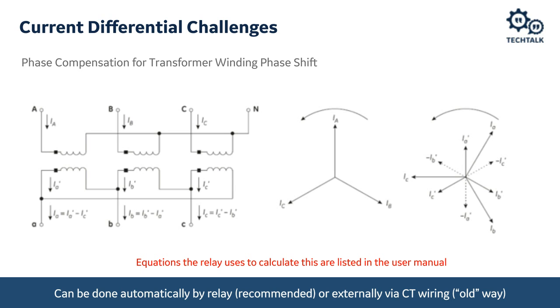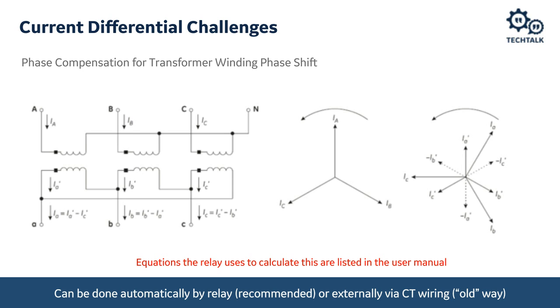Now, the way we do phase compensation can either be the older way, externally, where you essentially finagle the way the wiring goes into the relay to essentially trick it to see the same phase relationship, which is not necessarily recommended since it could potentially lead to issues with metering. Or the recommended way would be to let the relay do it automatically for you.